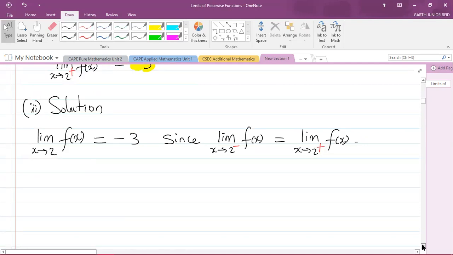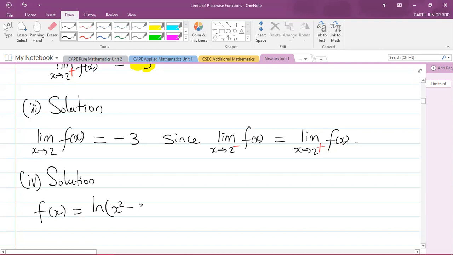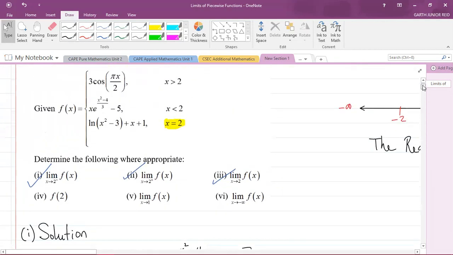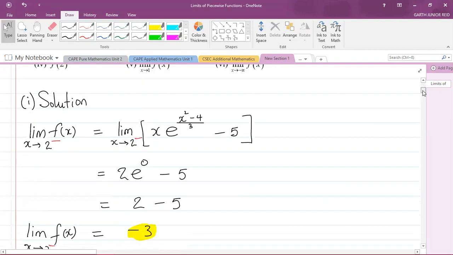We're going to write that down now. So we're saying now part 4, solution, f of x equals the ln of x squared minus 3, x squared minus 3 plus x plus 1.